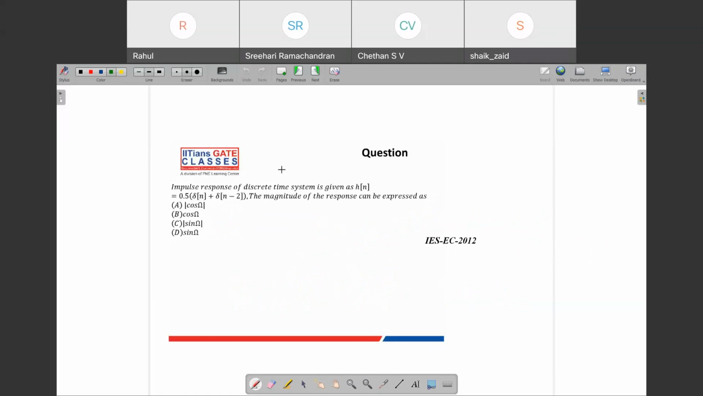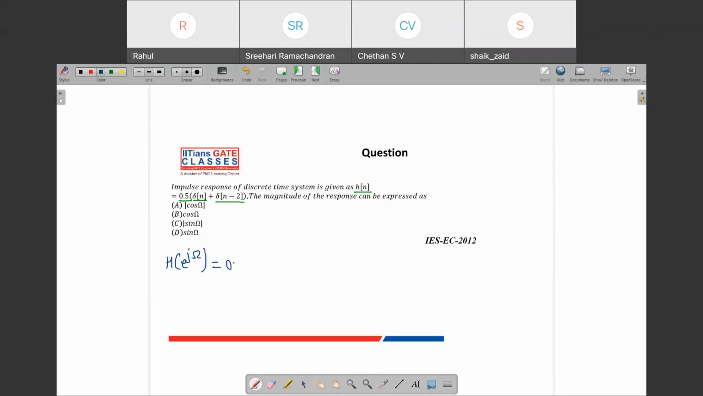The impulse response of a discrete time system is given as h of n equal to 0.5 delta n minus 2. The magnitude of the response can be represented as? So here we need to find out what will be the magnitude of the response. So h of n is given. So H of e to the power j omega, and here omega is written in some kind of ohm form, so I will write it like this only.